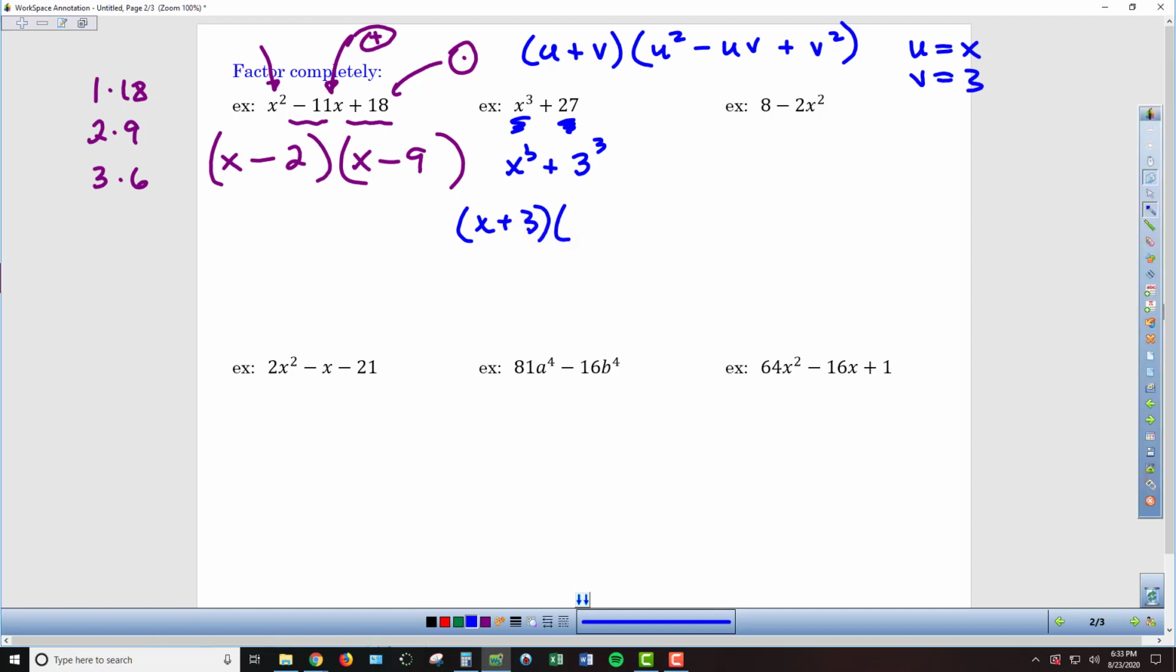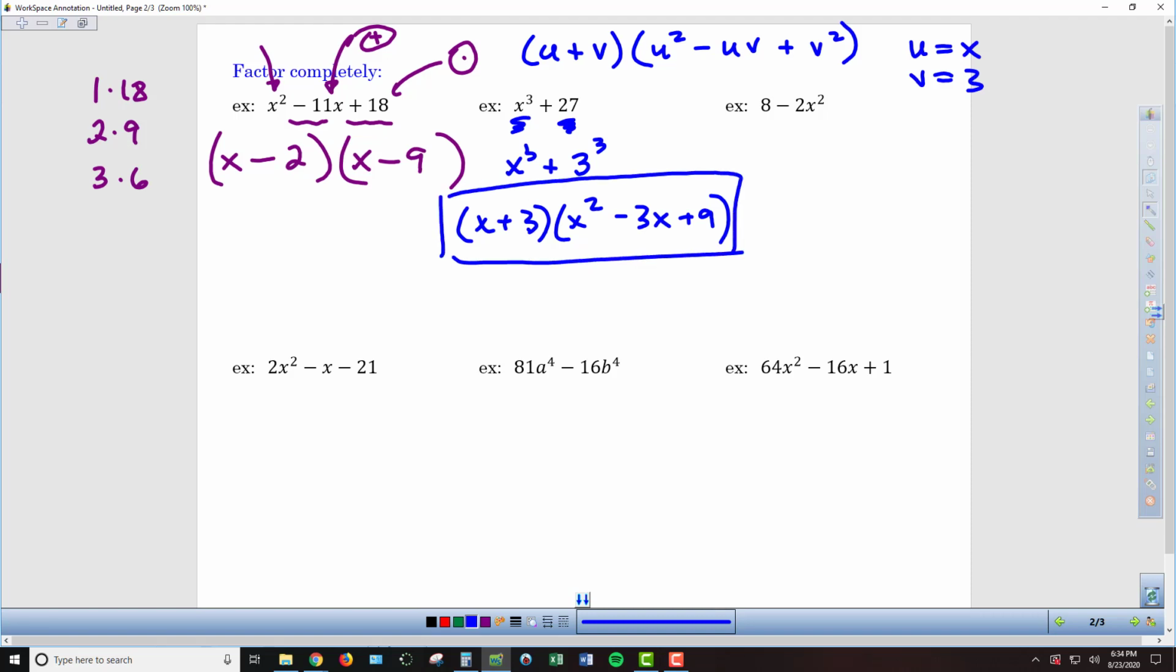And then u squared, u is x, so u squared is x squared, minus u times v, so u times v gives us x times 3, or 3x. And then finally plus v squared, well if v is 3, then that's plus 3 squared, or plus 9. And it may seem like we should be able to factor that second set of parentheses, but we cannot. That there is the best that we're going to be able to do.